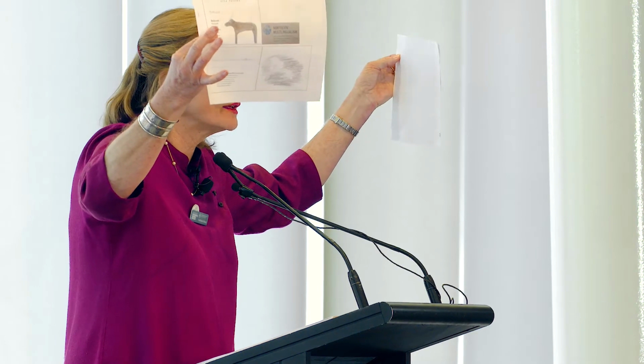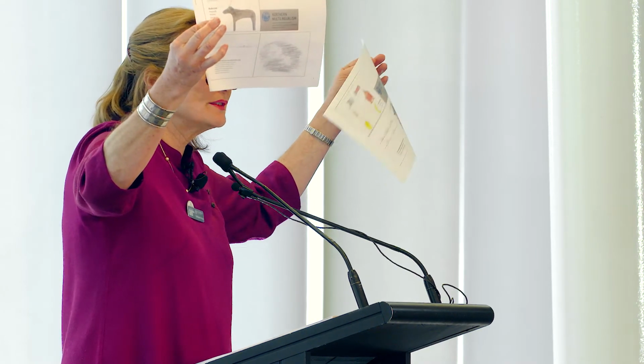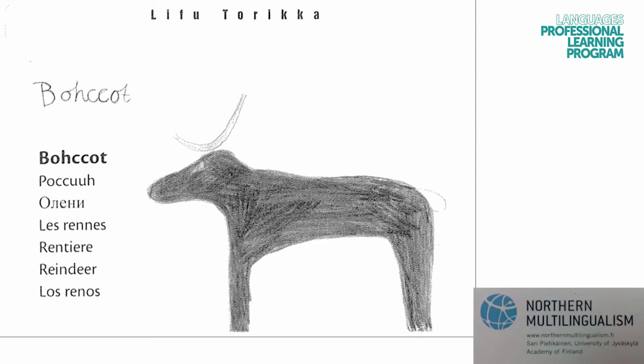Now, there's a project that has been run by Sari Pietikäinen in Finland, and it's working with the multilingualism of the children in the classroom. And on your table, in the middle of your table, you should have two handouts like this. These are photocopies of little books that have been made by children. These are children who speak Sami, and they're bringing their Sami into the classroom. They're bringing their ability to know and use their Sami language.